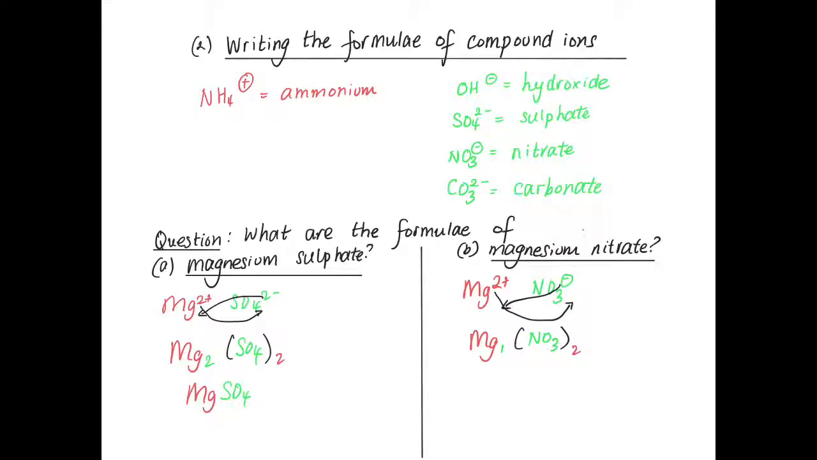So when we clear this up, we remove the 1, because remember in chemistry and formulae we don't write the 1s. It goes to Mg, open the brackets, NO3, close the brackets, 2. So the formula of magnesium nitrate is Mg(NO3)2.